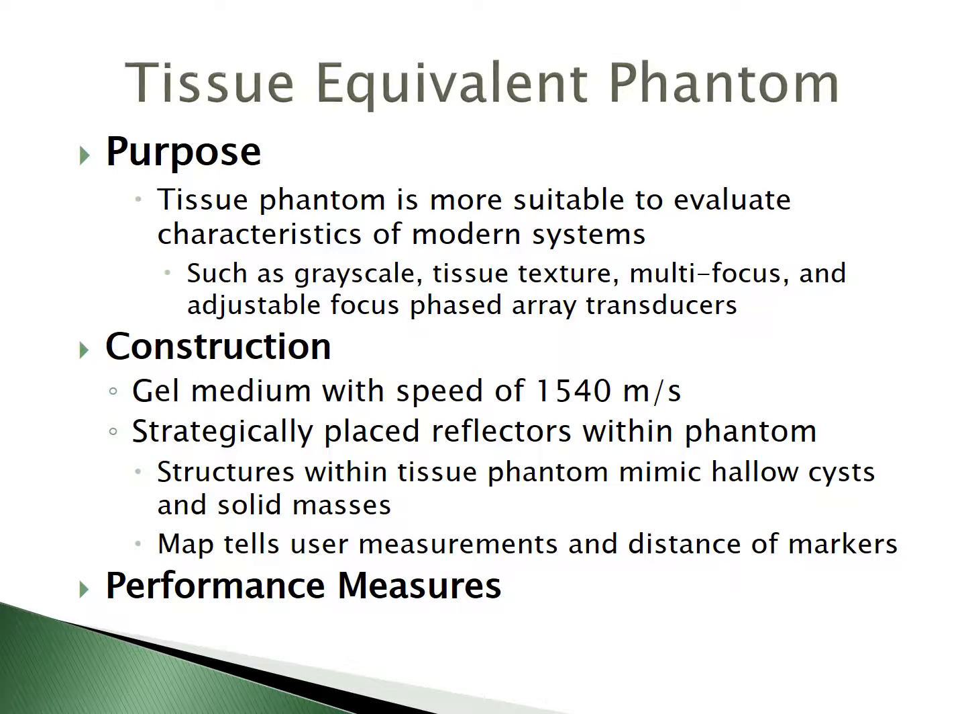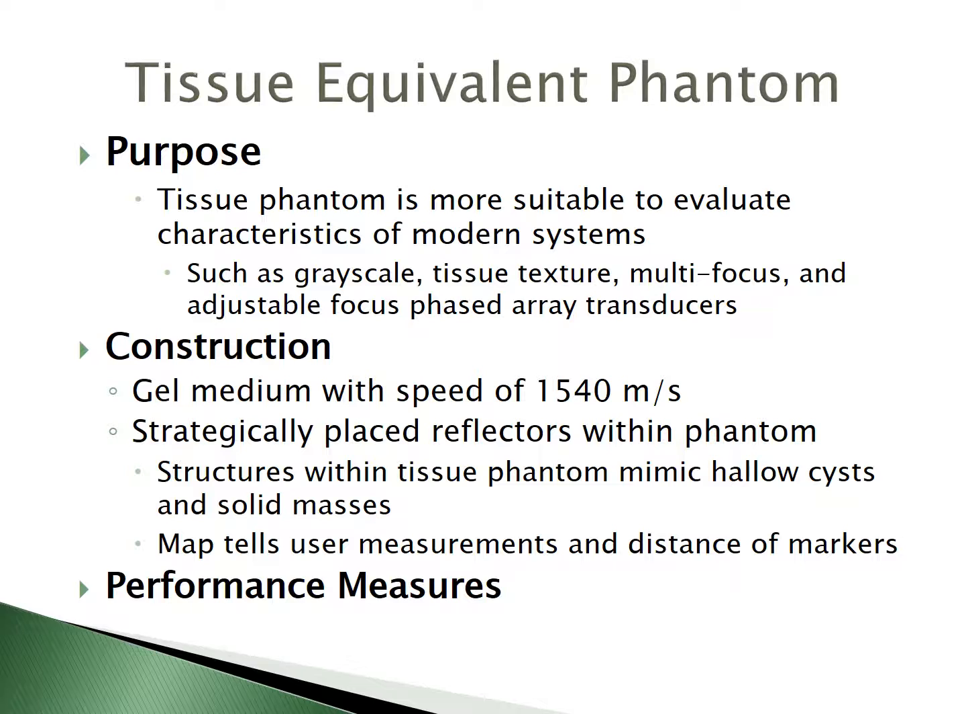Another device that we're going to use to test our machines are tissue equivalent phantoms. The purpose of these are to have something that we can consistently evaluate our ultrasound system with. So with the tissue equivalent phantom, we can test things such as the grayscale, tissue texture, look at how multifocus affects our picture, and then how we can adjust and measure things within the body appropriately.